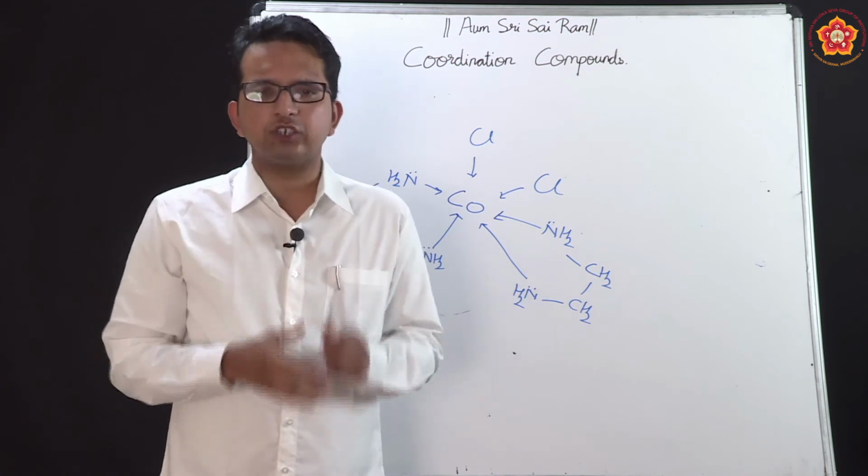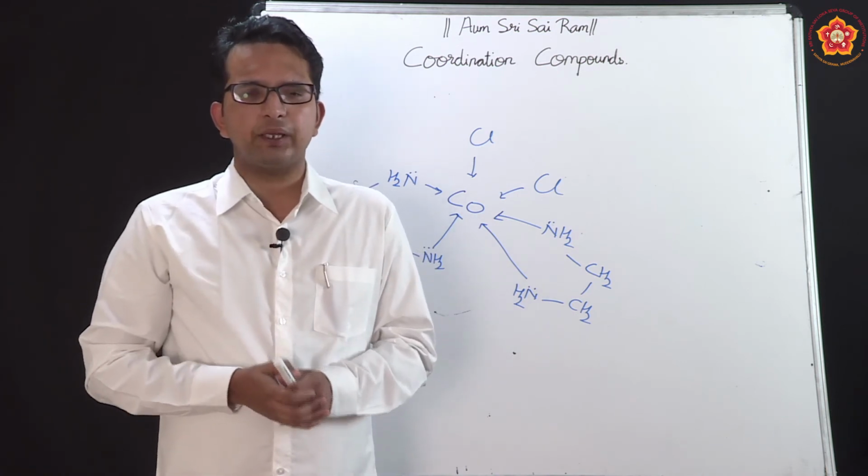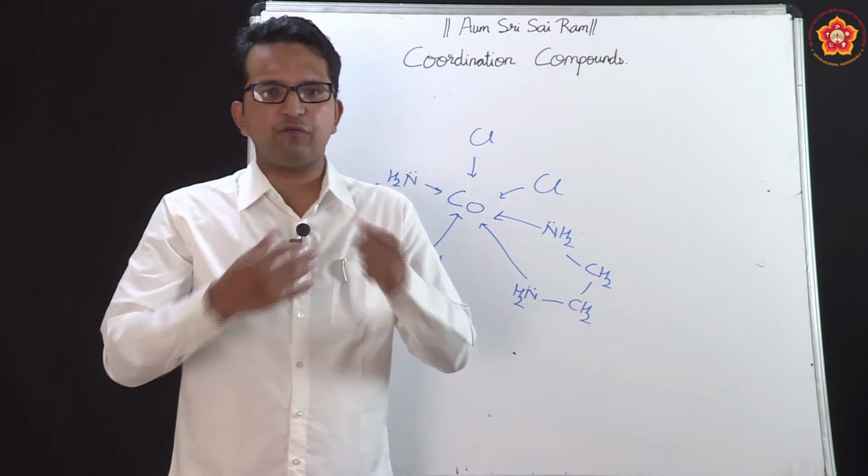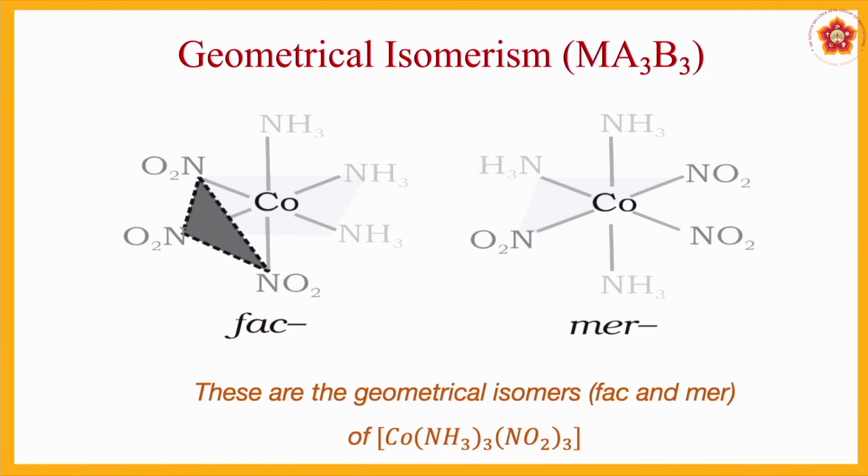So, this is about the geometrical isomerism present with respect to coordination compounds. Let us see the further parts of stereoisomerism, which is classified as FAC and MER isomer. Now, in this case, the type of compound required is MA3B3. What is this A3B3? Once again, A indicates one type of ligand, B indicates another type of ligand.